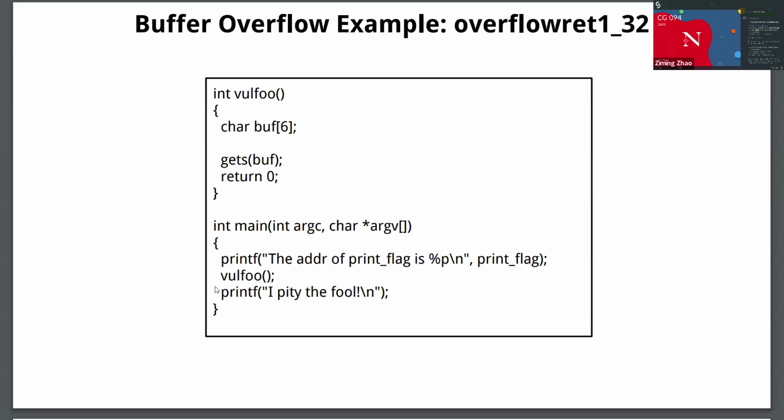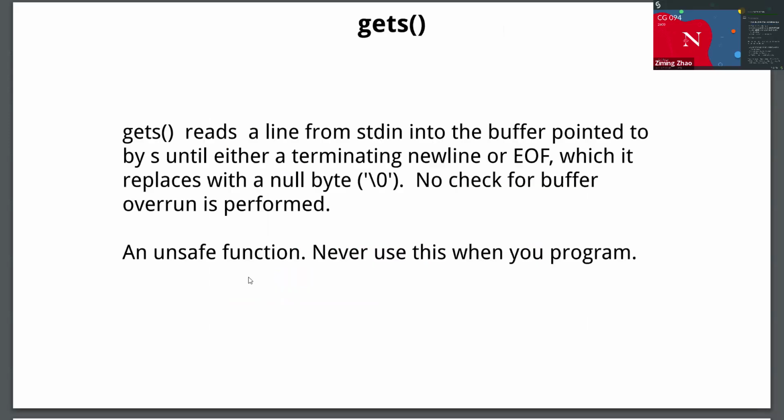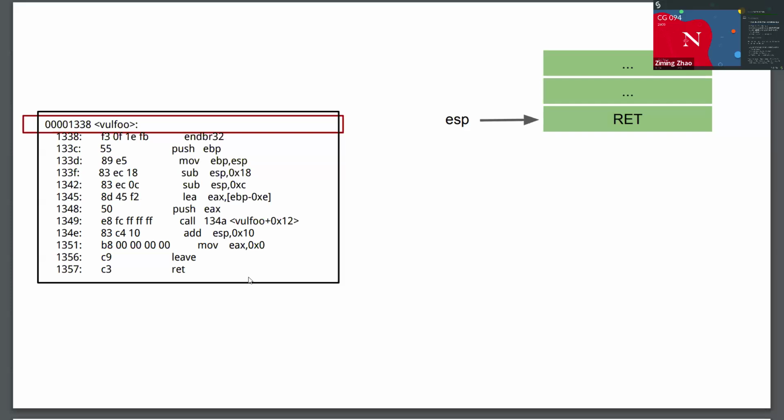If you do not get the flag and you do not trigger a segmentation fault, it prints out the default message. That's it. Okay. So gets will read a line from stdin into the buffer until either a terminating newline or end of file is reached. Then it will replace it with a 0. I think sometimes it will override, it will print 2 letters there. I think. Okay.